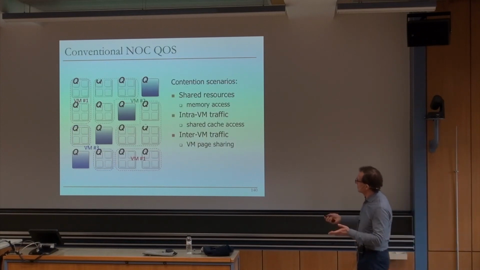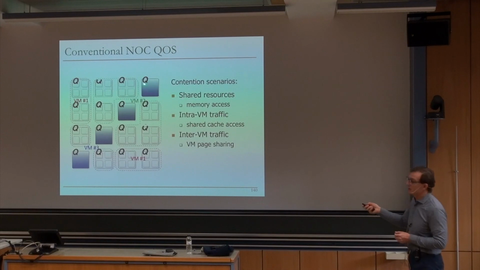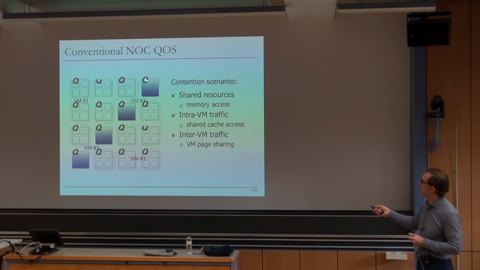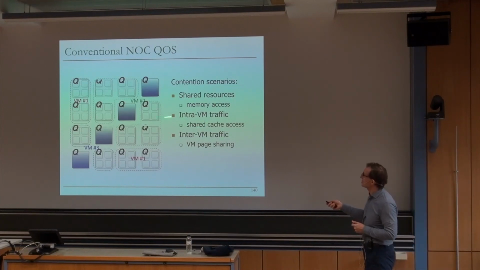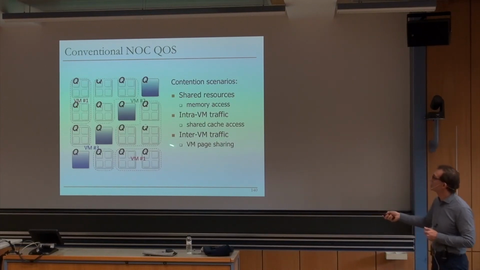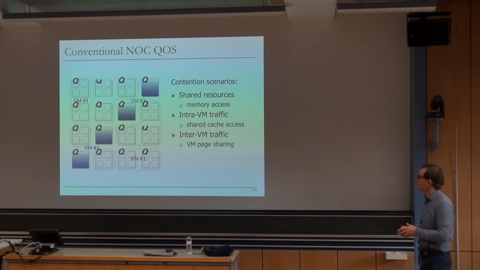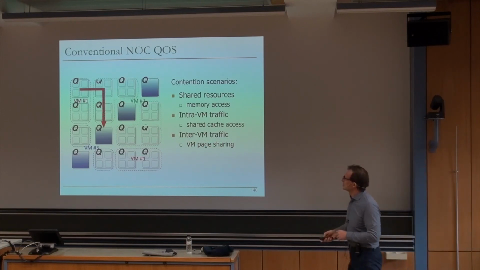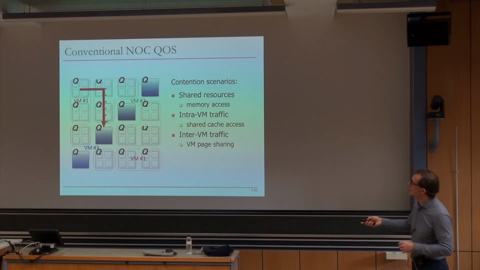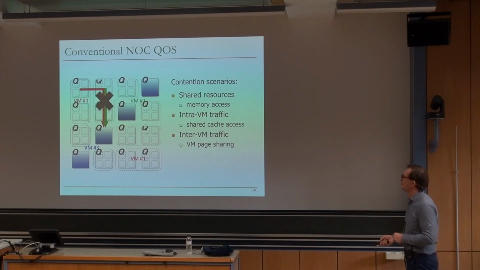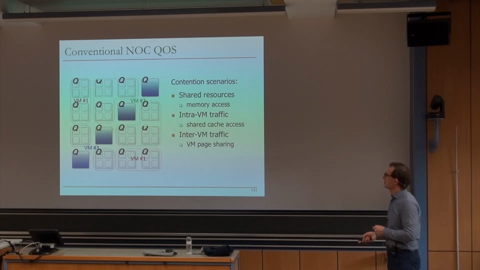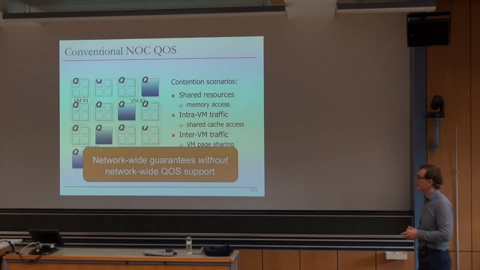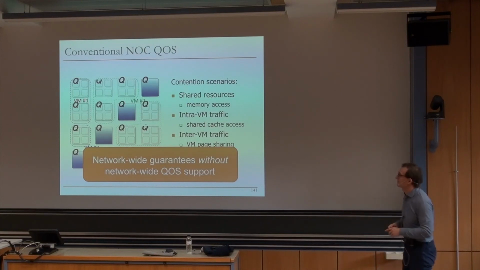So in this case, there are some downsides. The contention scenarios are whenever you want to access shared resources, you have memory accesses, you have contention. You may have intra-virtual machine traffic. You may have inter-virtual machine traffic that leads to essentially contention. So whenever you want to access a shared resource, for example, and this other virtual machine wants to access that shared resource, you have contention over here. So that's why you need to provide quality of service in the routers that are over here. So we don't want to do that actually. We want to provide network-wide guarantees without network-wide quality of service support.